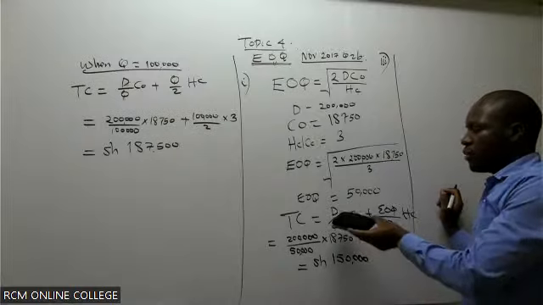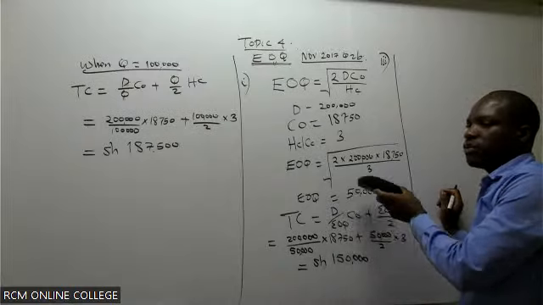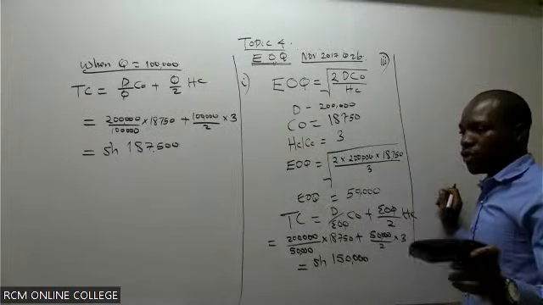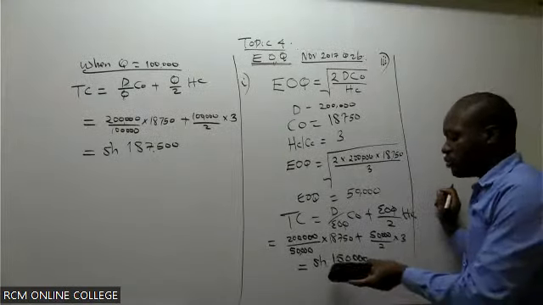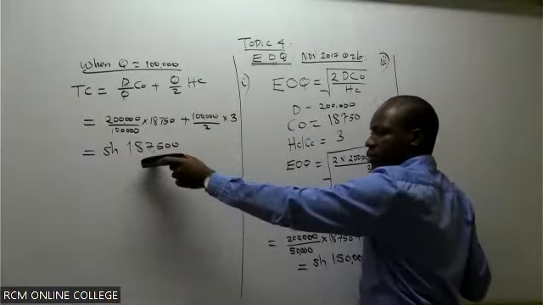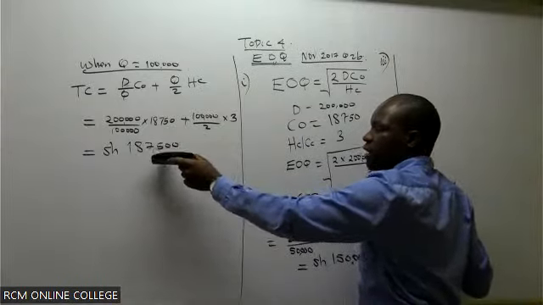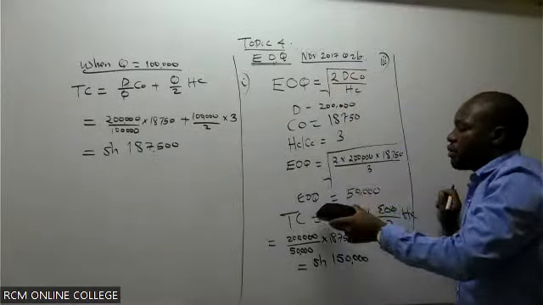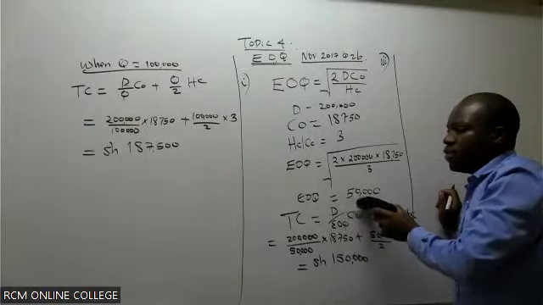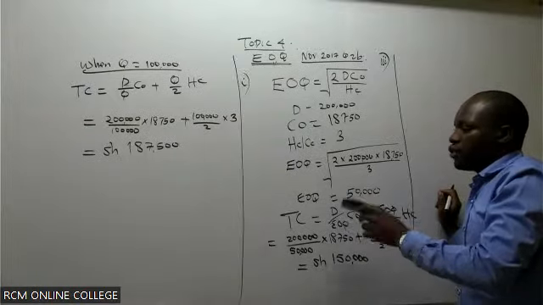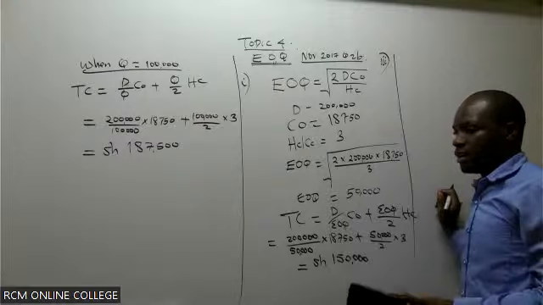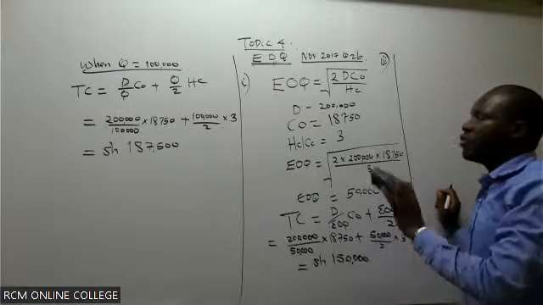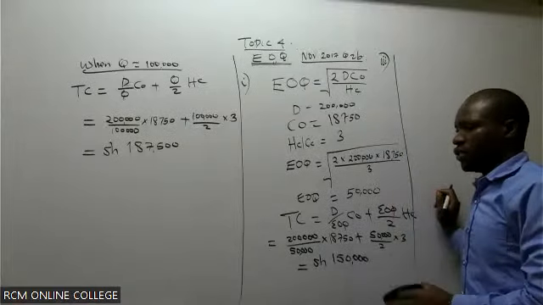They're supposed to order 50,000 units, because by ordering 50,000 units, they are going to save on cost. By how much? The difference between this and this. That is 37,500. So the company should order 50,000 units so that they are able to save a total of 37,500. That's what you are required to do in this particular question.